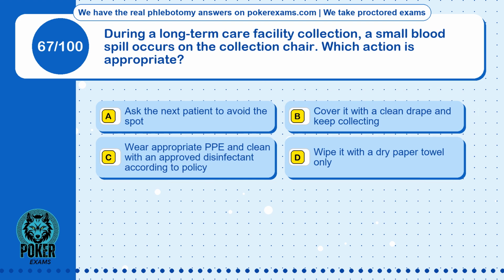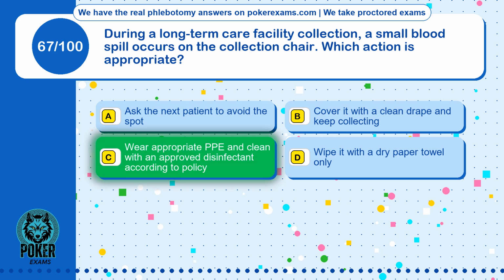Question 67. During a long-term care facility collection, a small blood spill occurs on the collection chair. Which action is appropriate? Option A, ask the next patient to avoid the spot. Option B, cover it with a clean drape and keep collecting. Option C, wear appropriate PPE and clean with an approved disinfectant according to policy. Option D, wipe it with a dry paper towel only.